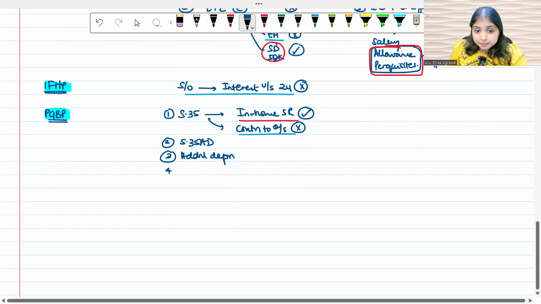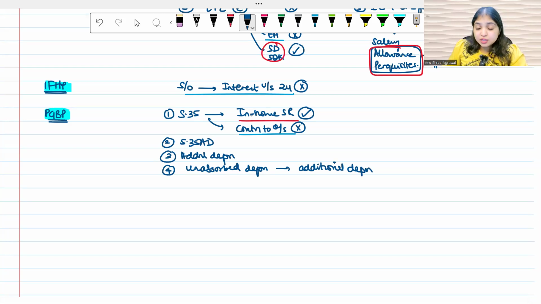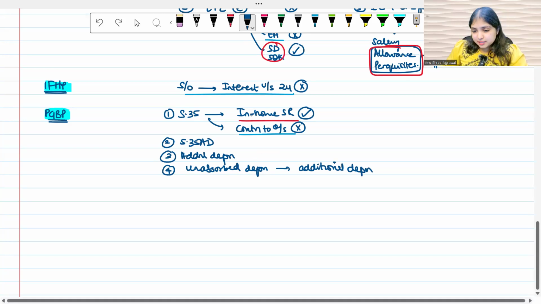However, please remember, in case you have any unabsorbed depreciation, which you're allowed to carry forward permanently, indefinitely, and you can set it off against any income except salaries, right? Now, if this unabsorbed depreciation includes any additional depreciation, first of all, you have to ignore this additional depreciation. Basically, you can't carry it forward. You can't adjust it anymore. You'll have to ignore it.